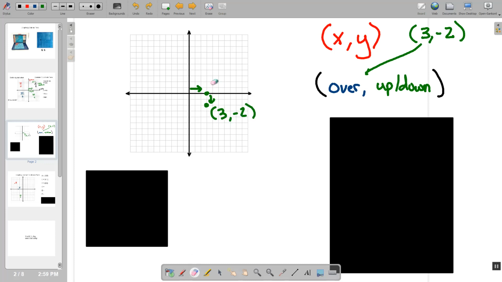Now, if you notice, I put a point here just to show you. You never actually want to hit that actual point and mark it down. So you're going to go 3 to the right and down 2.